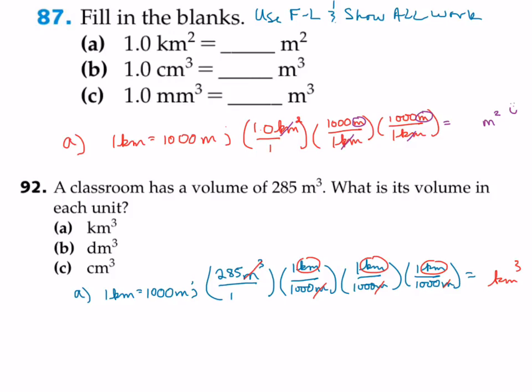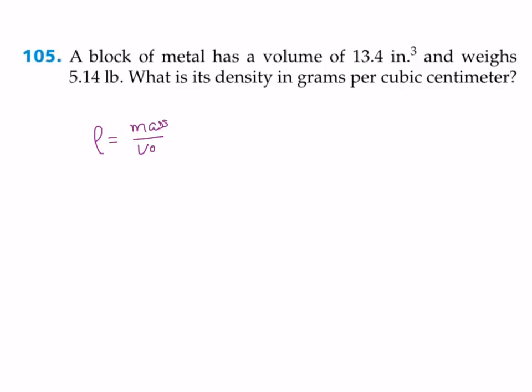So 1 kilometer is exactly 1,000 meters. So this first term is the thing to convert. That's that. And then these 3 terms right here are getting my meters gone and leaving me with kilometers. So that's that one. So that's those 2.